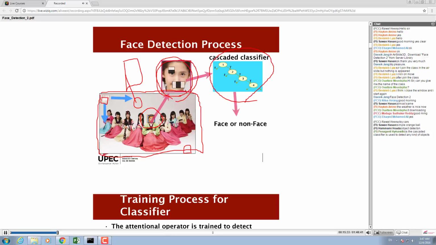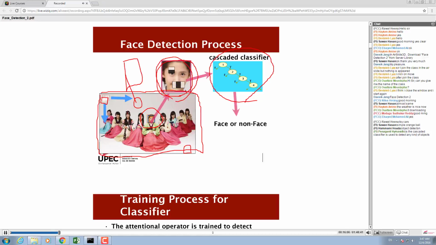A cascaded classifier can be used to detect any kind of object. If you train this cascaded classifier for a face, it depends on the training data. If I want to detect a face, then you have to train this classifier with face images. Then it may classify faces or may not, depending on the accuracy of the classification training.